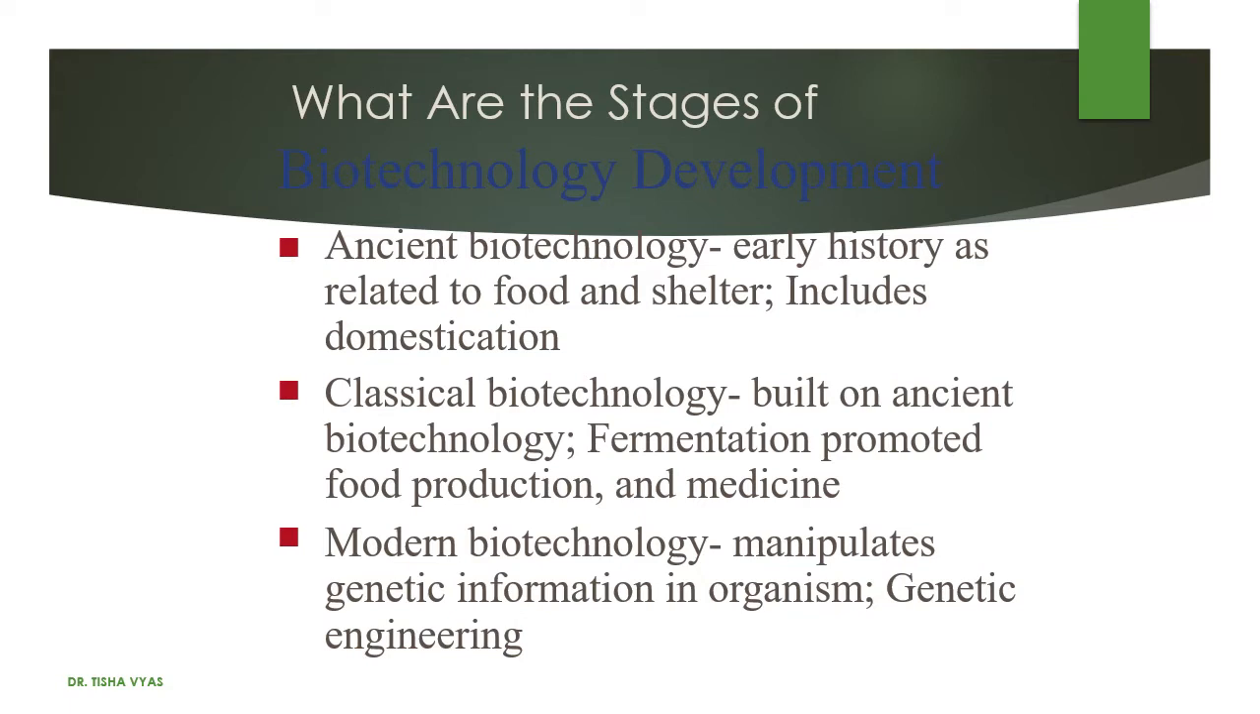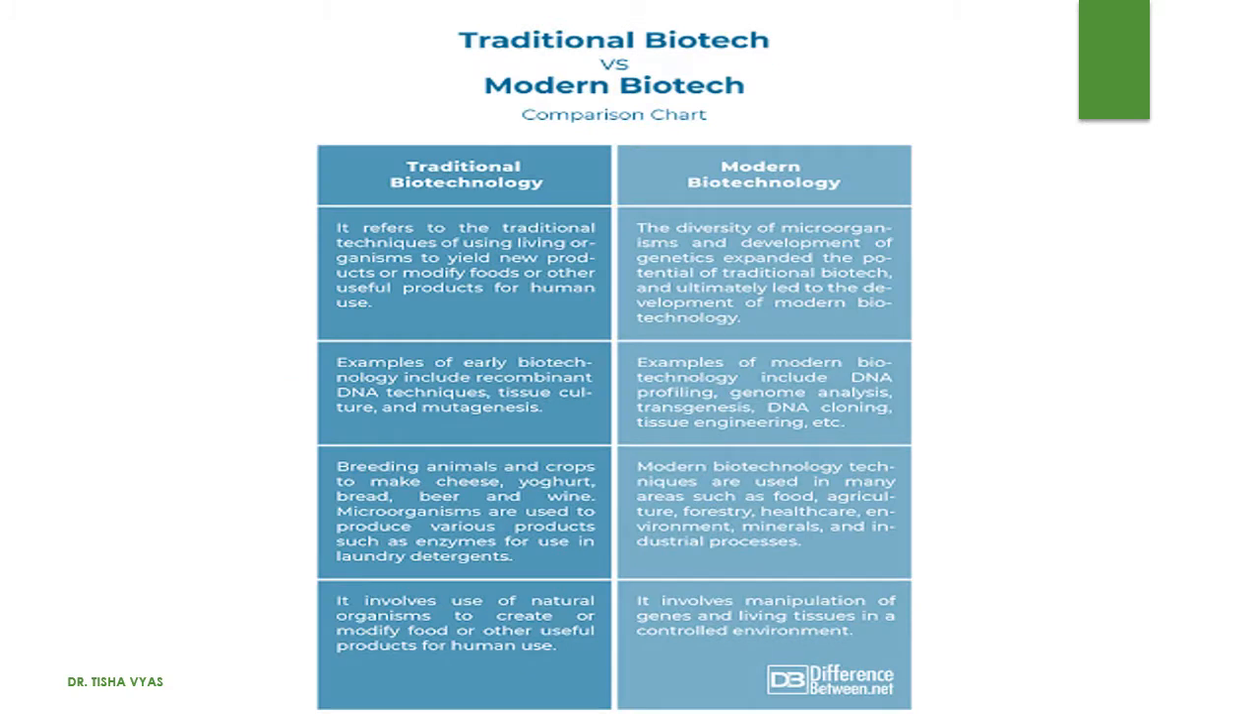The second phase is classical biotechnology, which has been built on ancient biotechnology and also promotes processes like fermentation, food production, and medicine. The third phase is modern biotechnology. It basically means manipulations done in the genetic information of the organism, which you can also call genetic engineering. Now, let us have a look at the difference between traditional biotechnology and modern biotechnology.